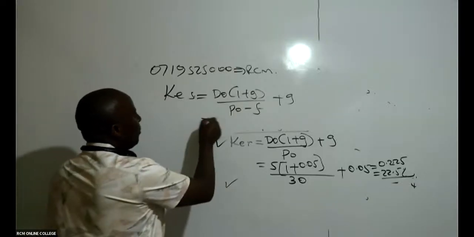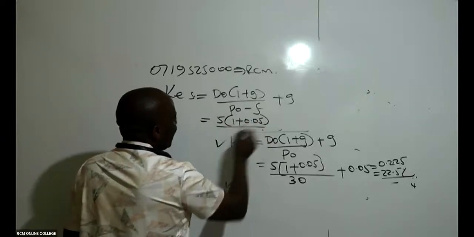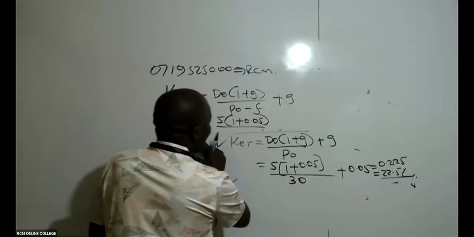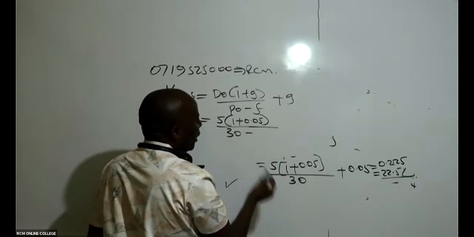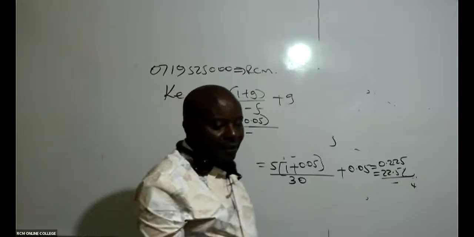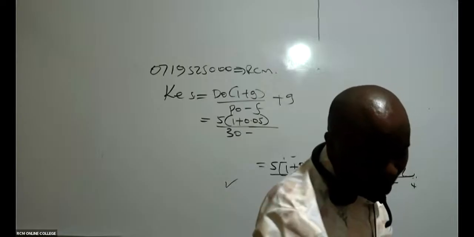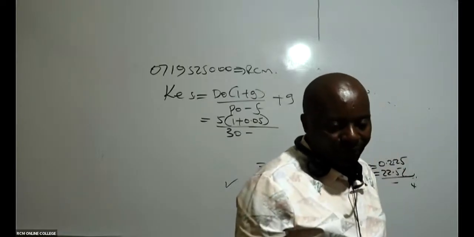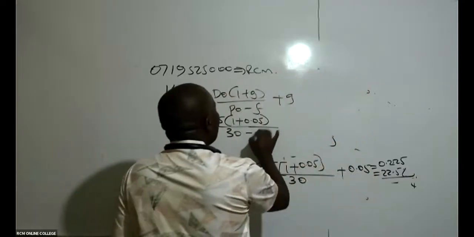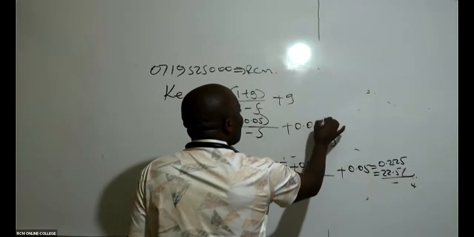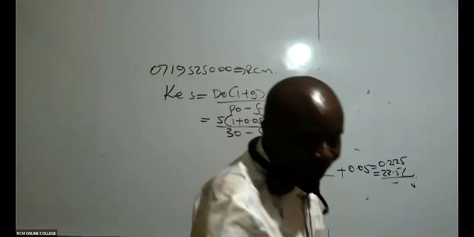So then this one here will be D0, still that remains as 5, 1 plus 0.05 like that, all over P0. Our P0 is 30, minus flotation cost. Flotation cost has been given there. Is there somebody who is able to see flotation cost, ladies and gentlemen? Anybody who is able to see our flotation cost in this question? Anybody? It is 5. Thank you so much. And then the growth rate still remains at 0.05.